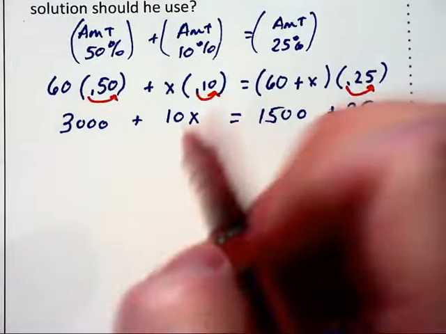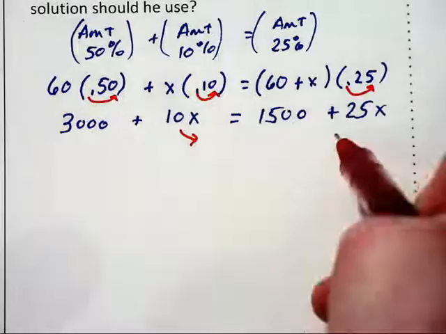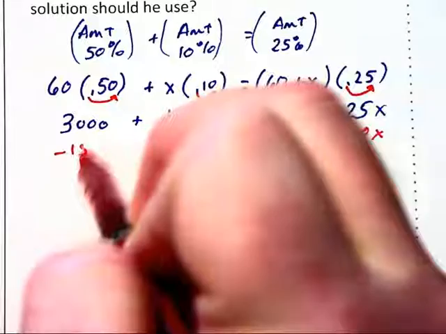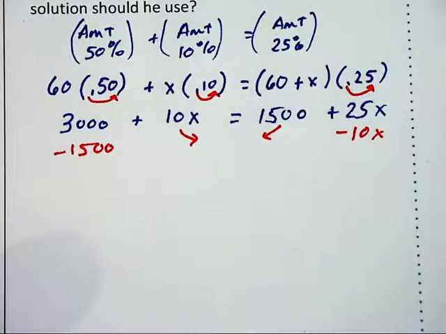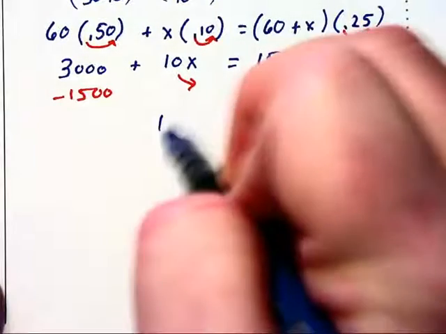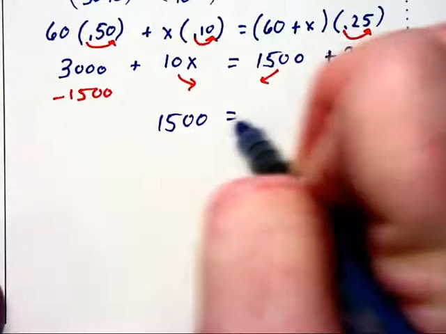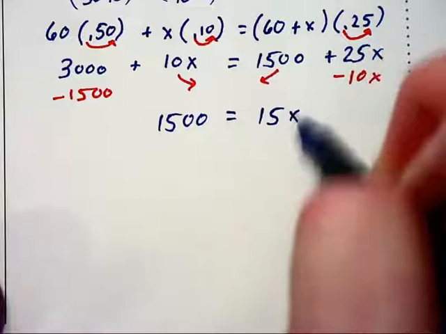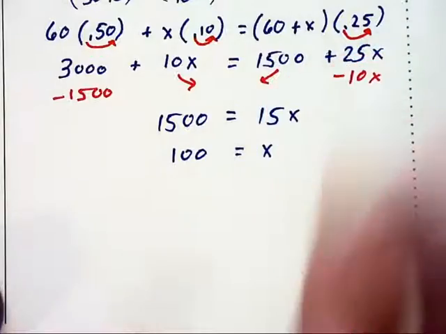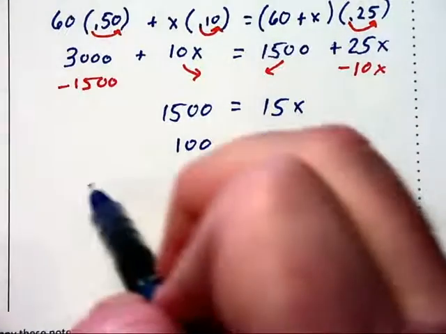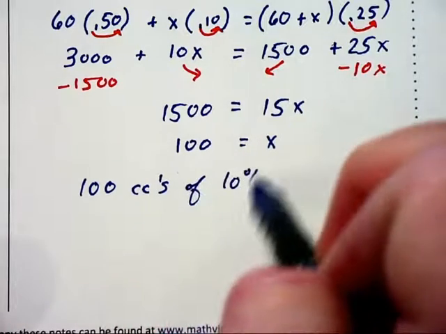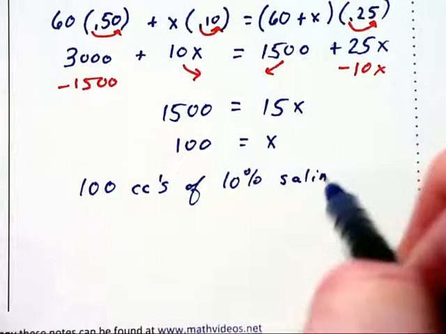Let's get all the variable terms to the right, subtracting 10x from each side, and the constant terms to the left, subtracting 1,500 on each side. The left side of the equation becomes 1,500, and the right side of the equation becomes 15x. Dividing by 15, we find that x is equal to 100, and the answer is that 100 cc's of 10% saline should be added in this problem.